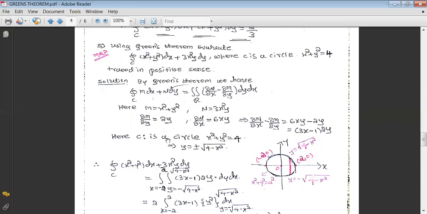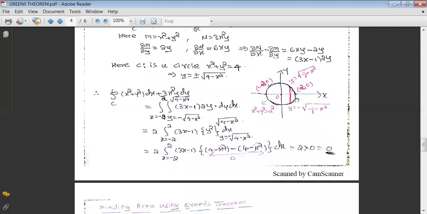And C is a circle, therefore x square plus y square equal to 4. Accordingly, we can write y equal to plus or minus square root of 4 minus x square. Okay, now to cover this region, let us consider a strip parallel to the y-axis. At this point, you take any point in this region, the value of y is minus square root of 4 minus x square. Minus sign is because it lies in the fourth quadrant. Here it is plus because it lies in the first quadrant. That's why y varies from minus square root of 4 minus x square to square root of 4 minus x square, and x varies here.